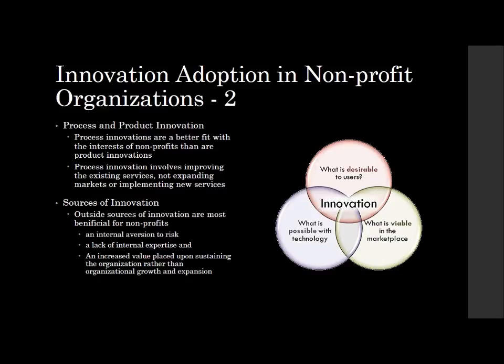We believe outside sources of innovation are the most beneficial choice for nonprofits due to three factors. These are identified by the authors as an internal aversion to risk, a lack of internal expertise, and an increased value placed upon sustaining the organization rather than organizational growth and expansion.